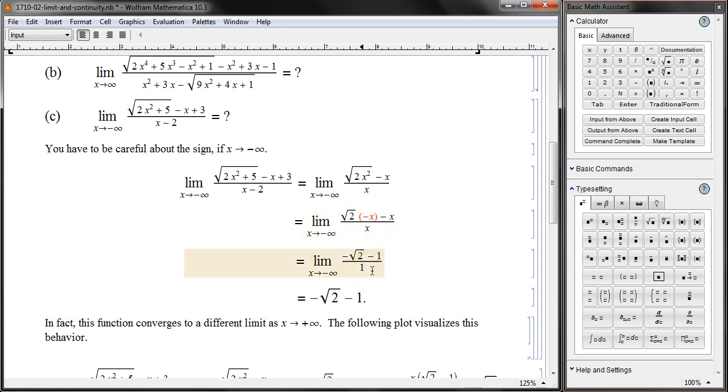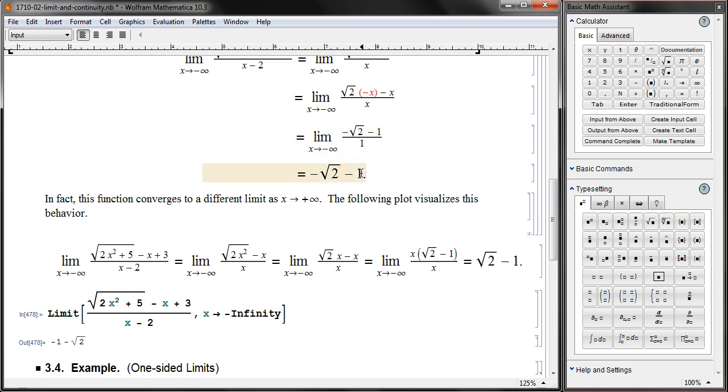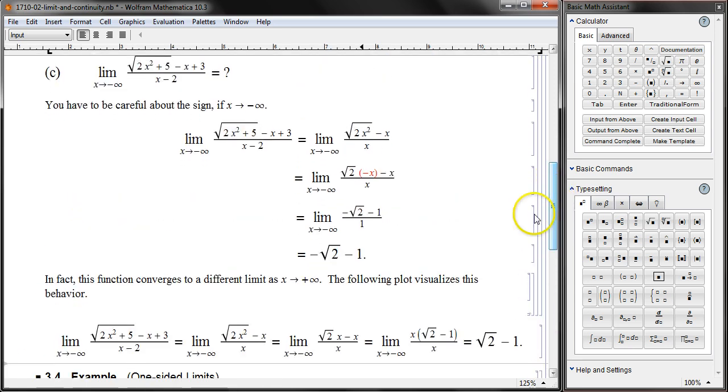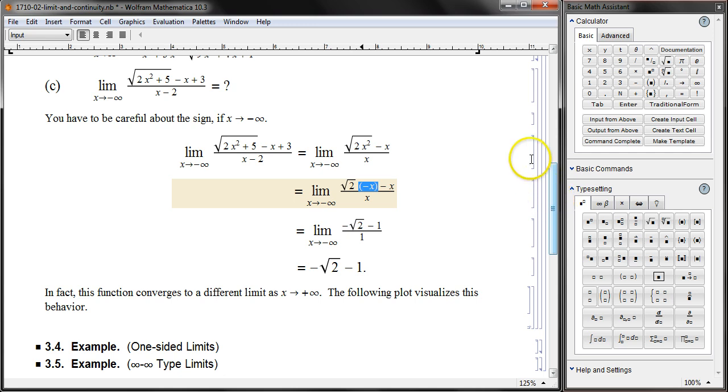If you do that, then you get a little bit different number, and then in the end, you get the right answer. Negative square root of 2 minus 1, as we have in the answer key. Tricky, isn't it? That's what happens when x is going to negative infinity and we have an odd power. If it is an even power, then no problem, because even power is always positive. Odd power and negative infinity, they combine into something special. And in this answer key, I emphasize that part in red.